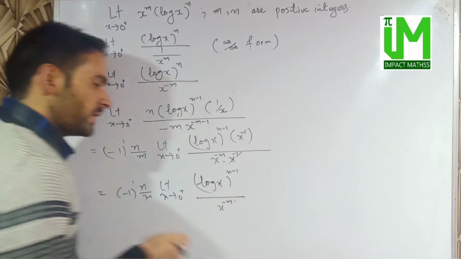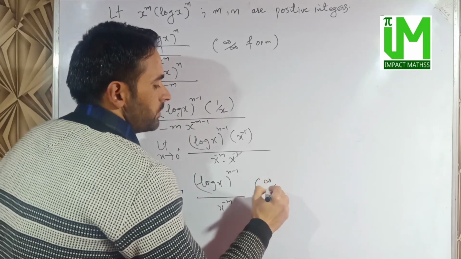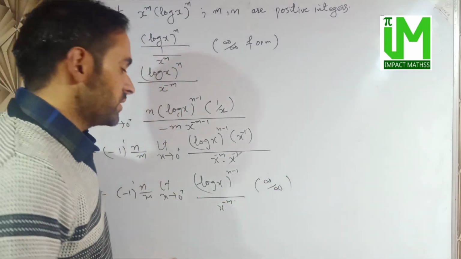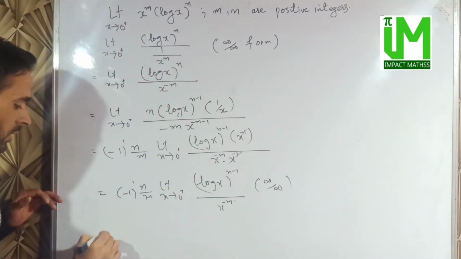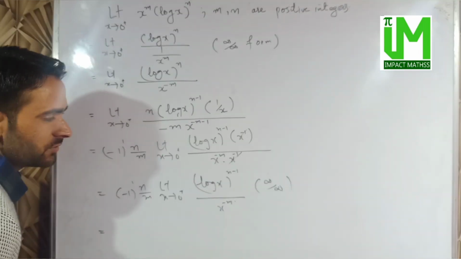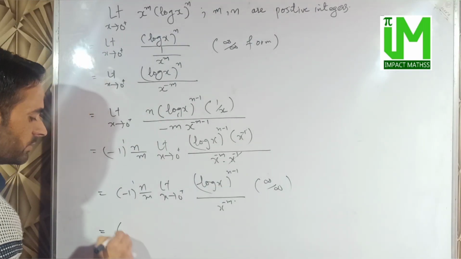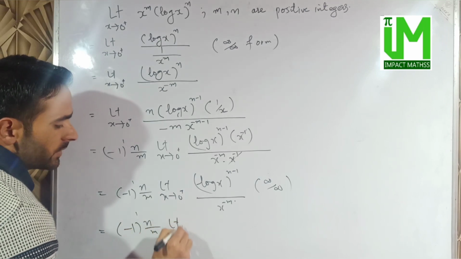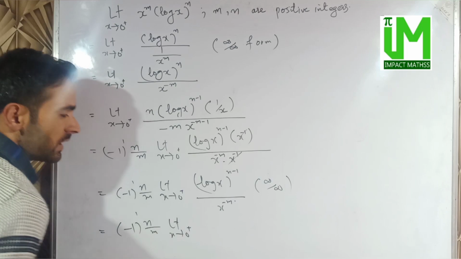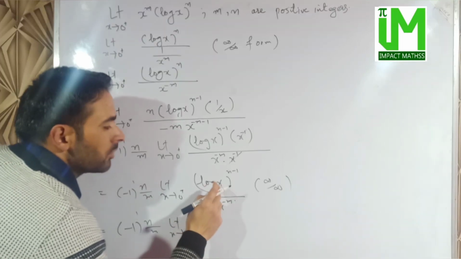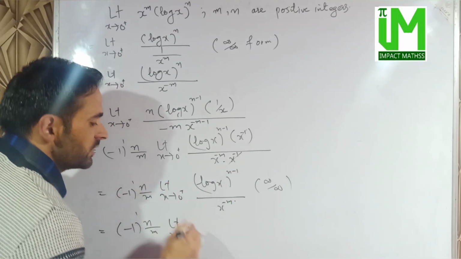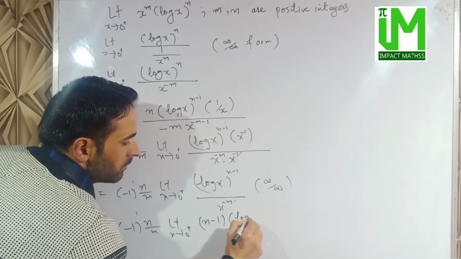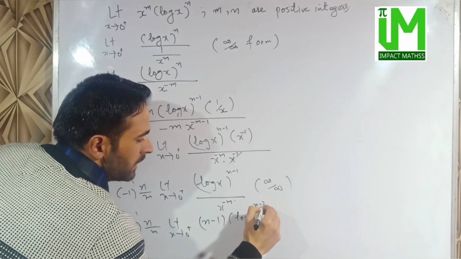अब फिर से indeterminate form of the type infinity by infinity obtain हुई. So that means we can again differentiate it by using L'Hopital rule. So we can again differentiate numerator and denominator. So it will be minus 1 raised to power 1 n by m limit x approaches to 0 from the right. So log of x raised power n minus 1 की differentiation, it will be n minus 1 into log of x raised to power n minus 2.